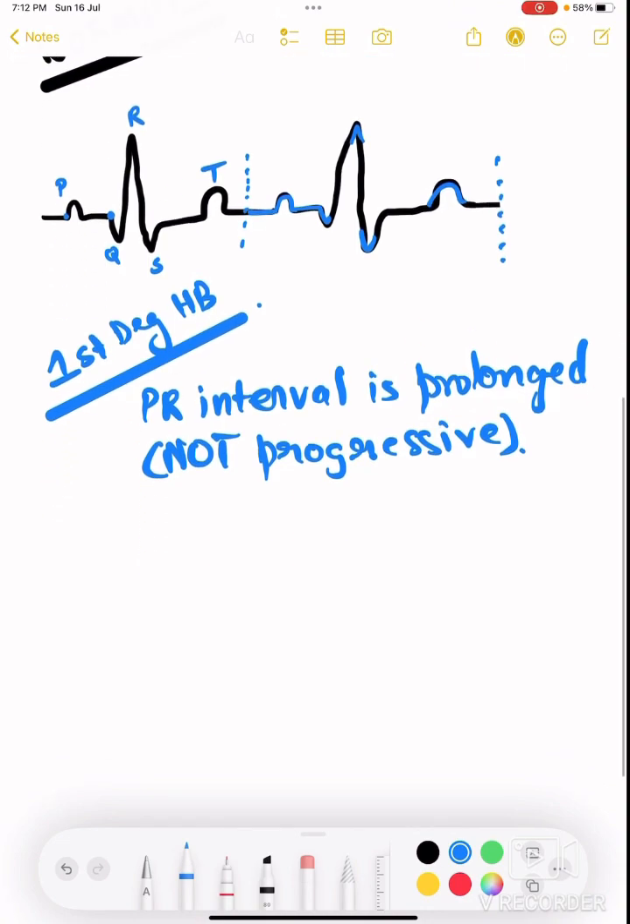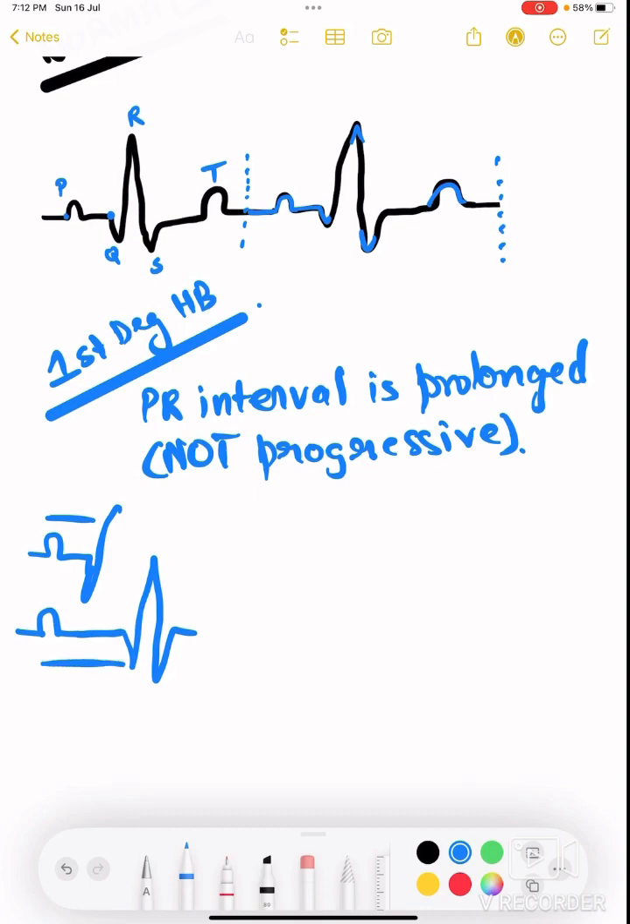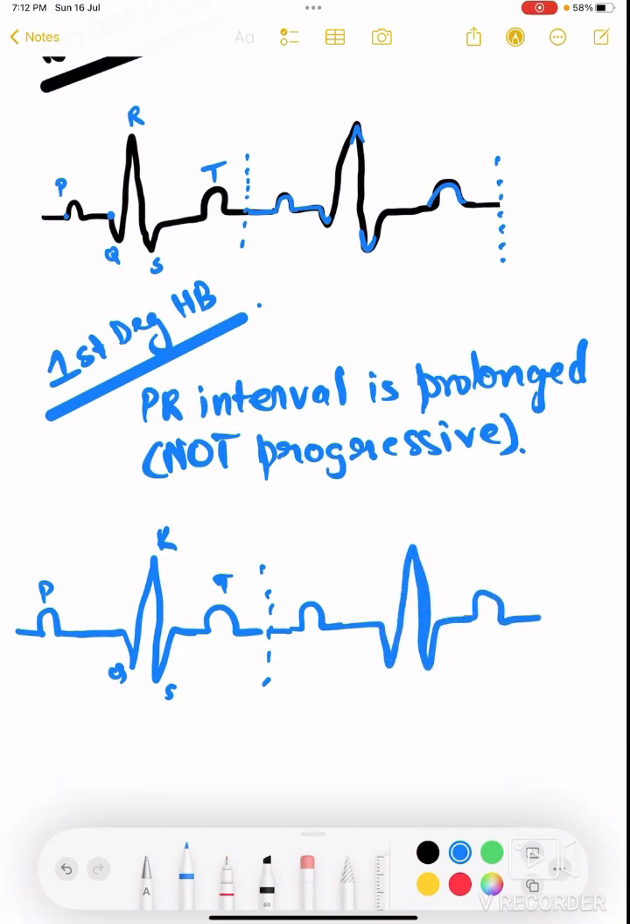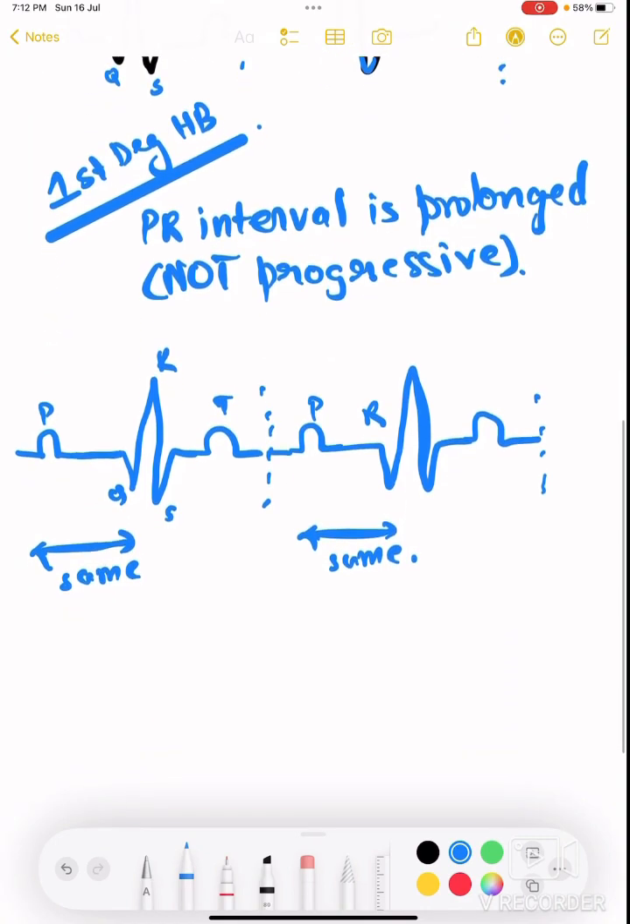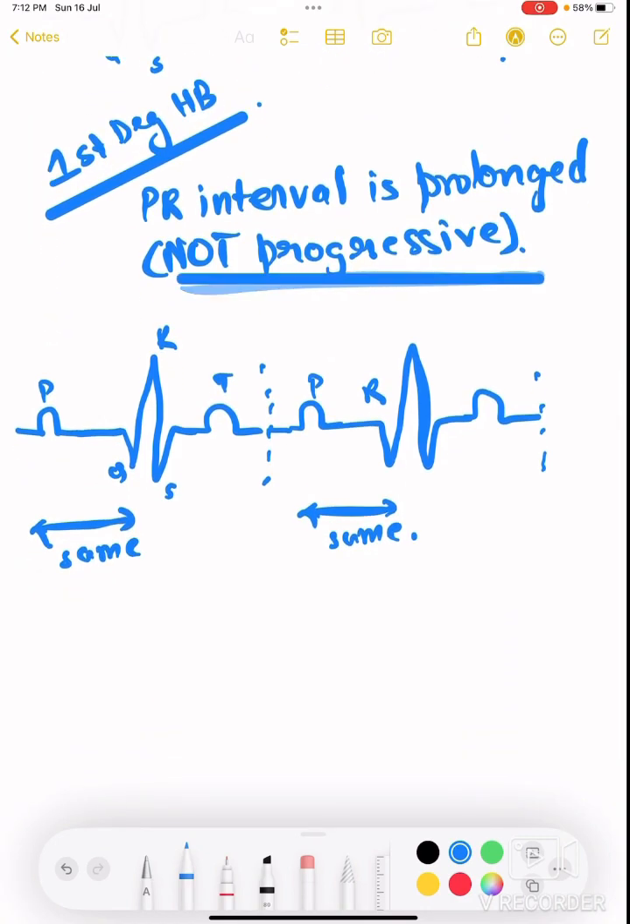For example, how can I explain it? This is a PR interval and it will be like this. Now the normal PR interval should be like this, right? It should be this much, but in this case it is this much. So it will be like this: P, QRS and T. There will be another ECG wave coming, again P, again QRS and T, right? So you can see over here the PR interval is long but the same, right? It is long but the same. It is not increasing, okay? So it is not progressive and it is prolonged. So that's important. It is called first degree heart block.